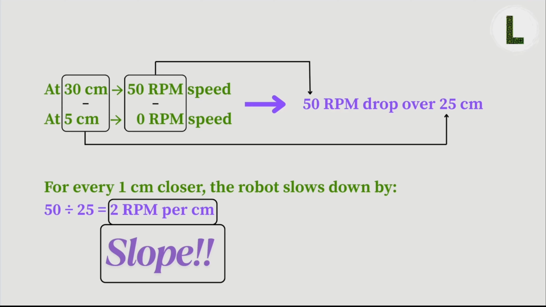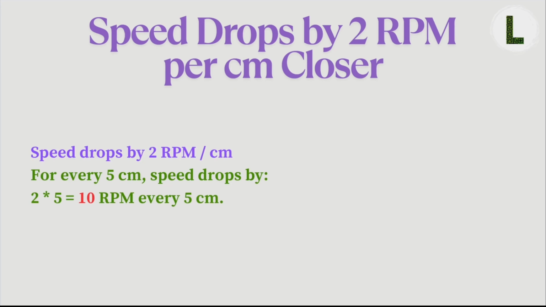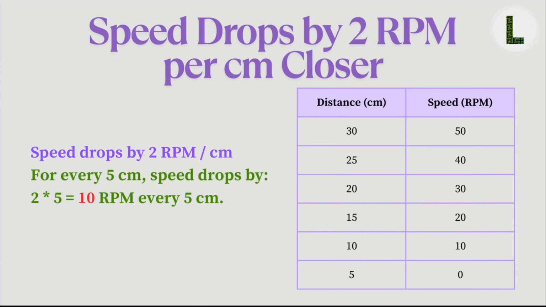This tells us that for every centimeter that the robot moves closer to the obstacle, its speed reduces by 2 RPM. So if the speed reduces by 2 RPM per centimeter, how much should it drop when we move 5 centimeters? That is simply 2 times 5, which is 10 RPM for every 5 centimeters. So if we make a table showing the distance away from the obstacle and the corresponding speed that the robot should be at, we can clearly see that as the distance drops every 5 centimeters, the speed drops by 10 RPM each time. This shows a linear relationship between the distance and speed.